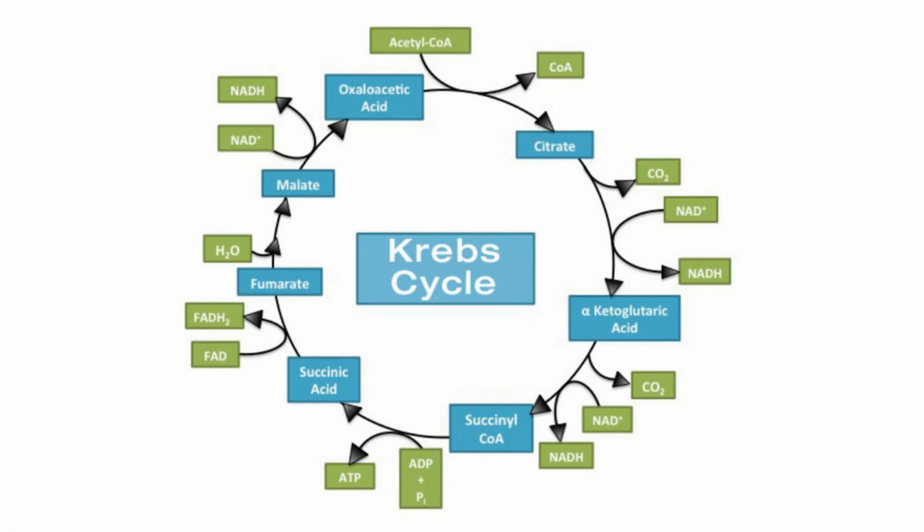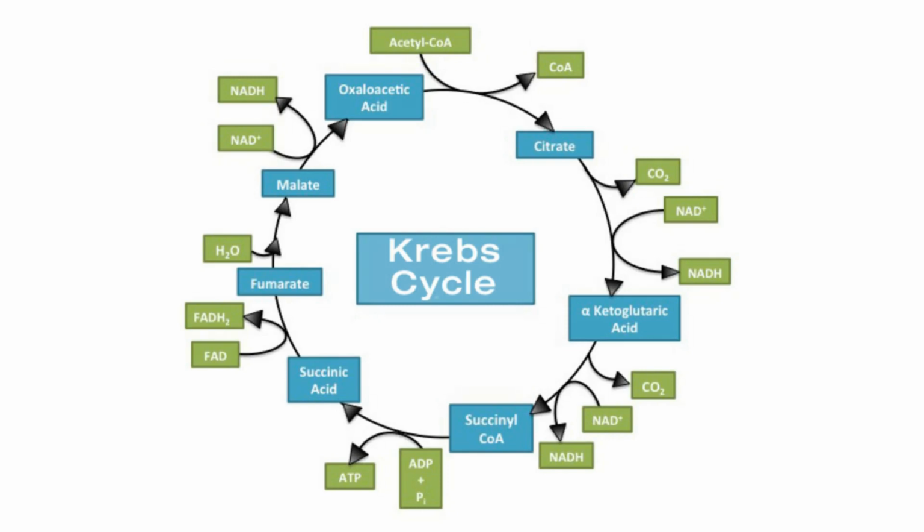Regulation of the Krebs cycle. The Krebs cycle is regulated by several factors, including the availability of oxygen, the concentration of ATP, and the presence of inhibitory molecules. The rate of the Krebs cycle is directly proportional to the rate of oxidative phosphorylation, which is the final step of cellular respiration. Inhibition of this process can lead to metabolic disorders such as lactic acidosis.